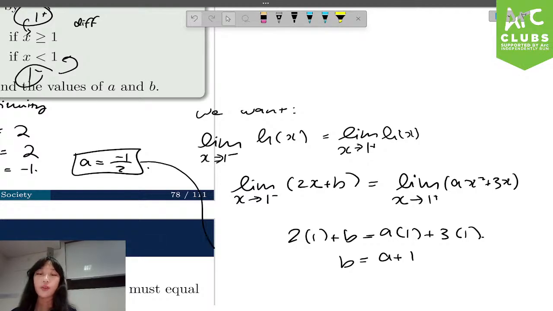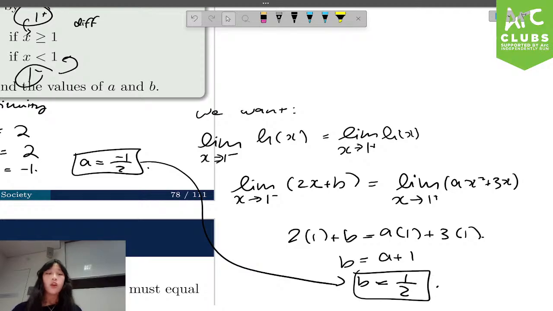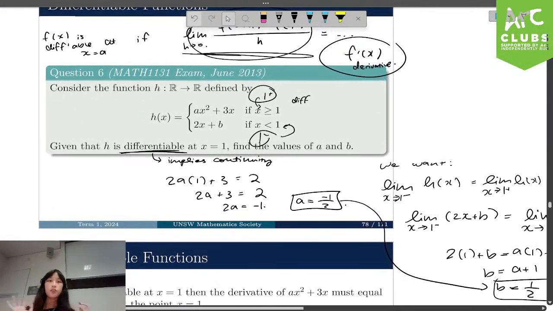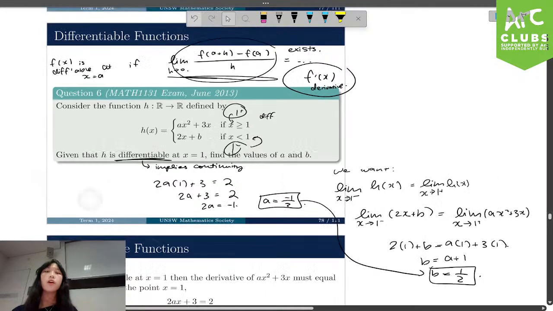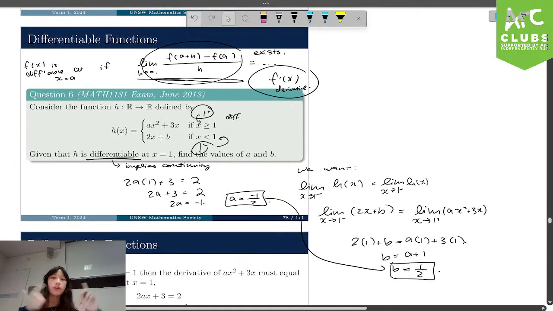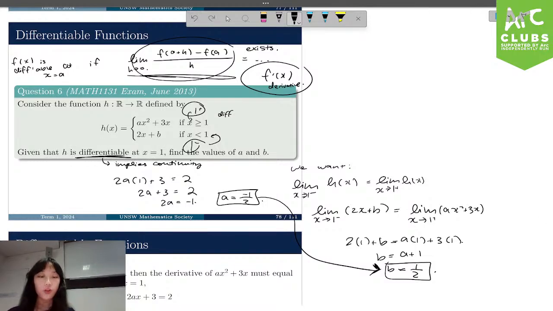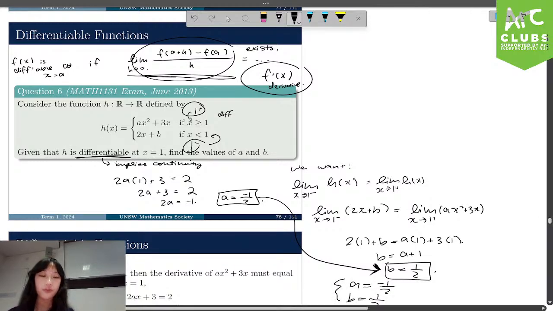And because we've got our a value here, we can plug that in and we'll get b is equal to a half. One key takeaway from this question is that if a function is differentiable, it has to be continuous, which means we have to satisfy both differentiability and continuity at that point. That's the only way we can get these two values, which make h differentiable at x equal to 1. So our final answer is a is equal to -half and b is equal to half.